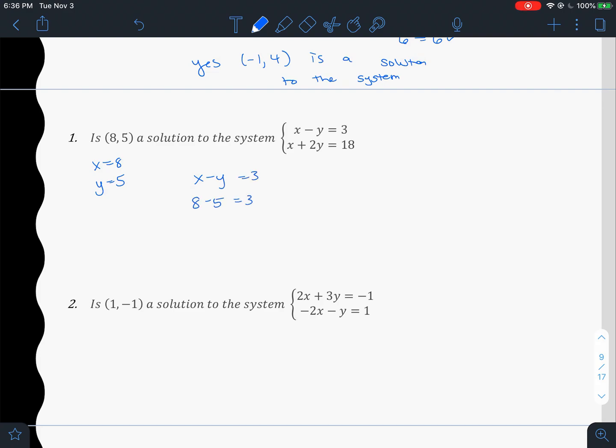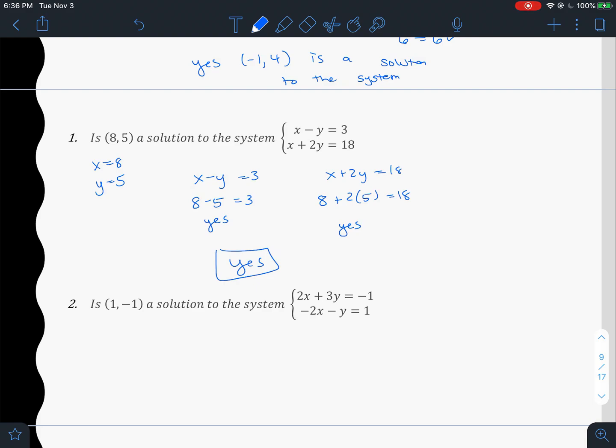So let's plug into the first one. x minus y is equal to 3. Is 8 minus 5 equal to 3? Yes. Let's plug it into the second one. x plus 2y equals 18. So x is 8, y is 5. So it's not equals, that's plus. So 8 plus 2 times 5, is that equal to 18? Yes, it is. So then, yes, the point (8, 5) is a solution to the system.